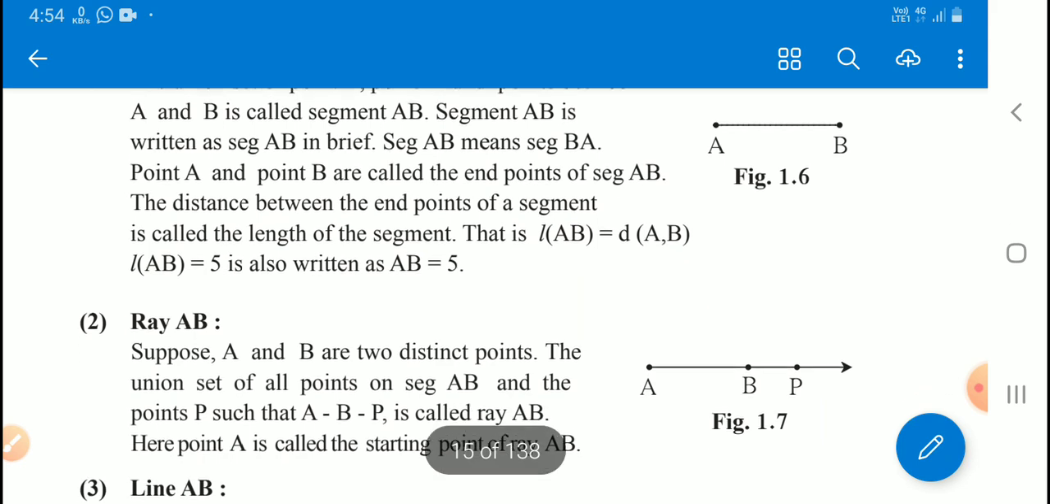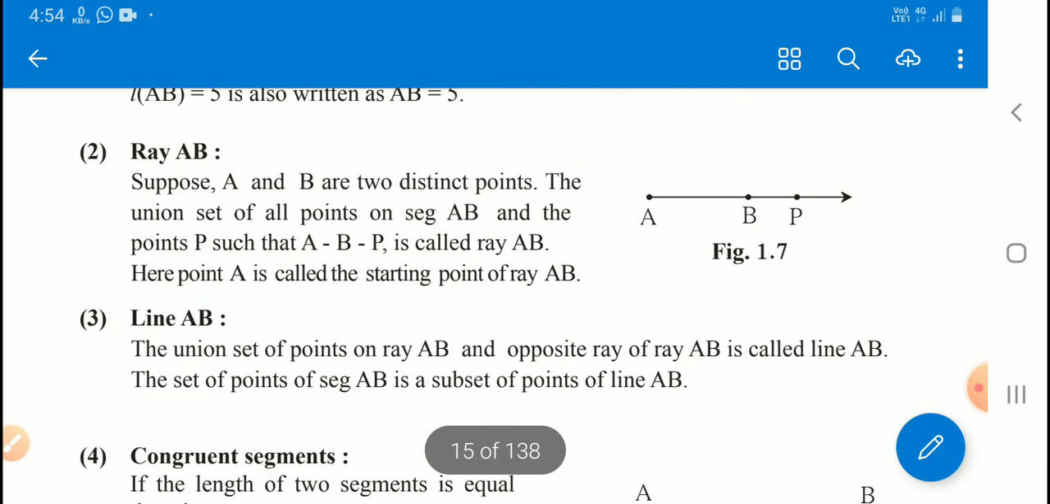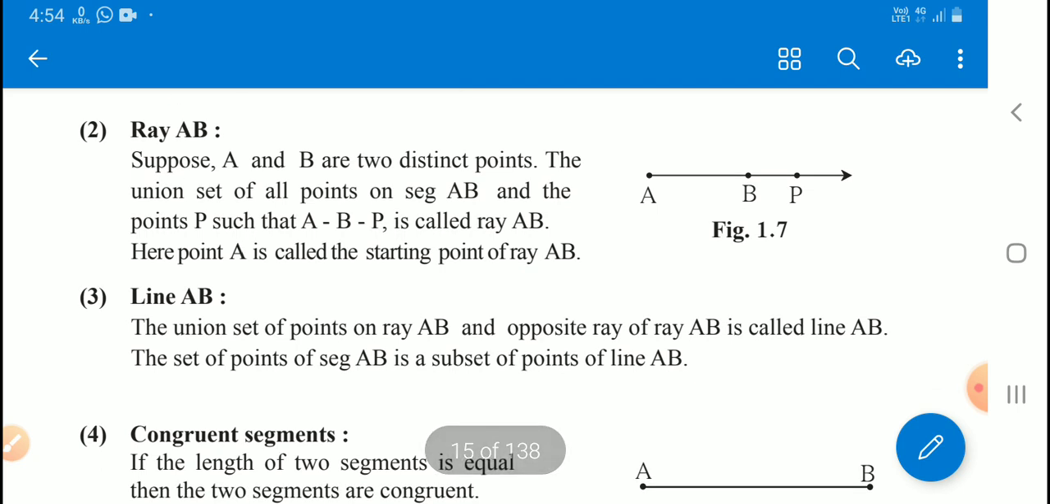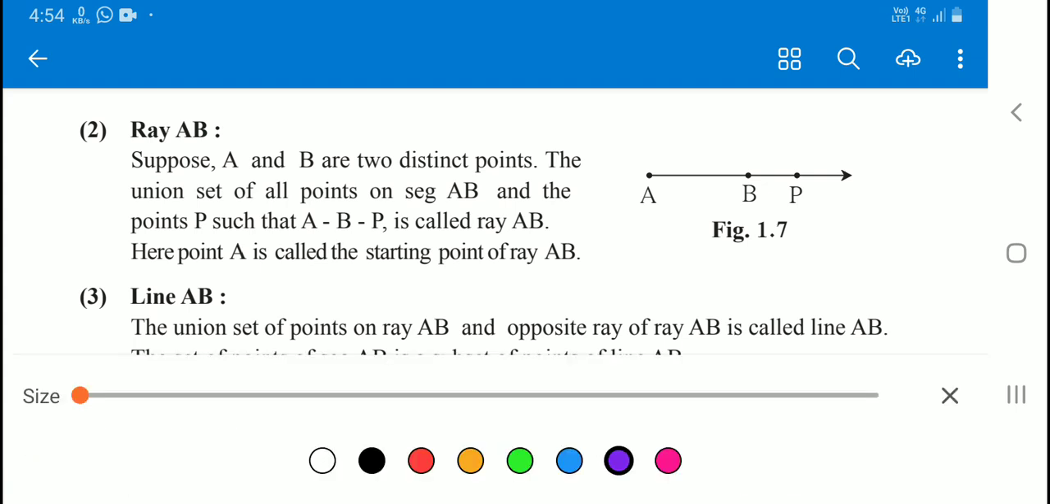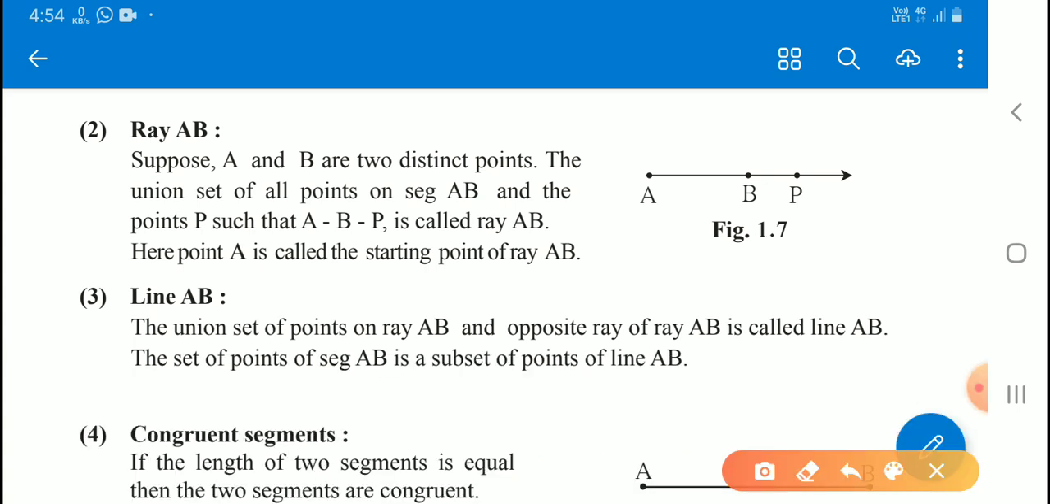Now we'll see the second point, that is ray AB. First of all, I will read from your book. Suppose A and B are two distinct points. You know it very well. Distinct points means they are far from each other, meaning these points will not coincide with each other.